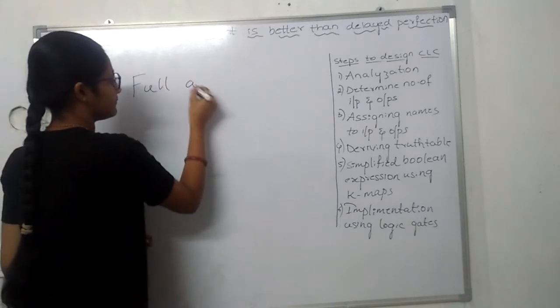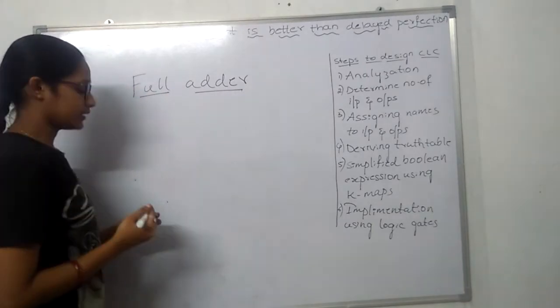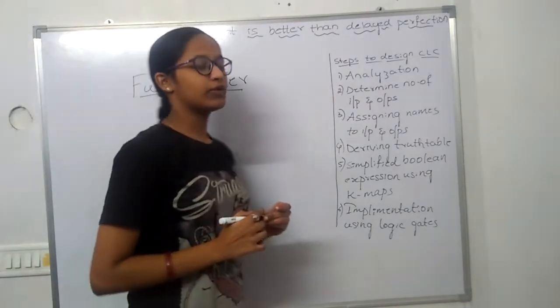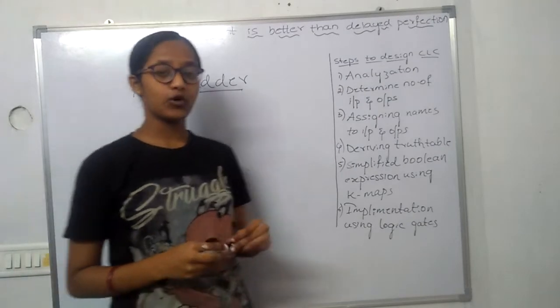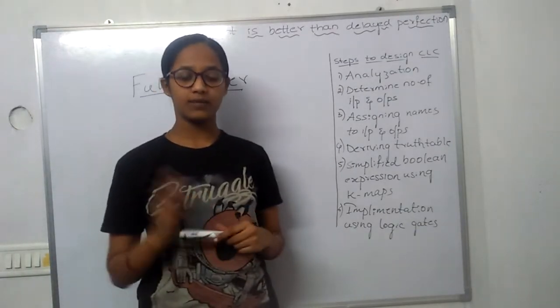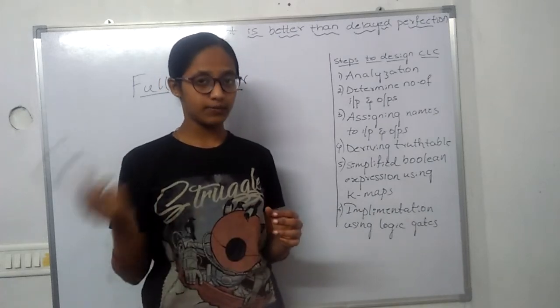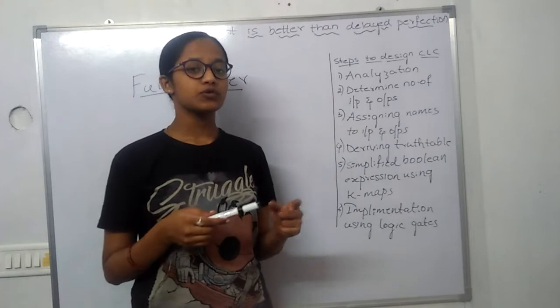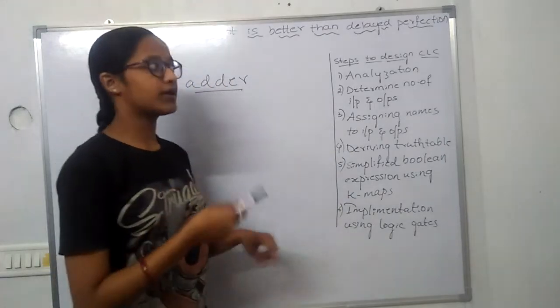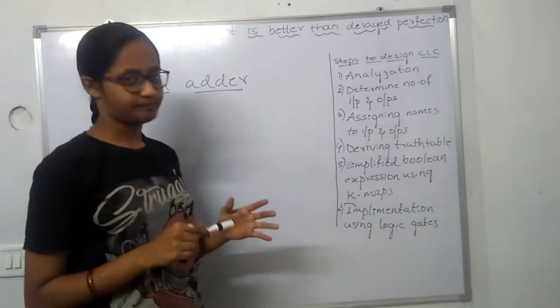So, full adder. We know that the full adder is a combinational logic circuit. Why? Because the output of the full adder depends only upon the present inputs. It doesn't depend upon past outputs and present inputs combined, as that would be a sequential logic circuit. We are talking about the combinational logic circuit, of which the full adder is an example.